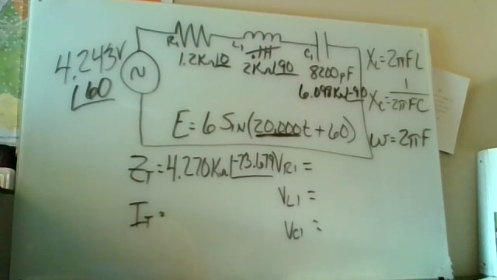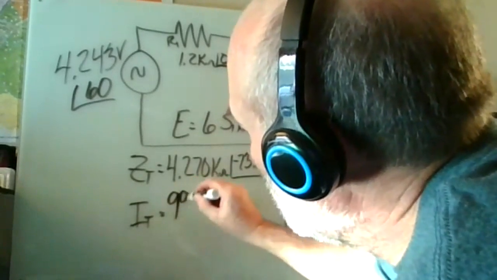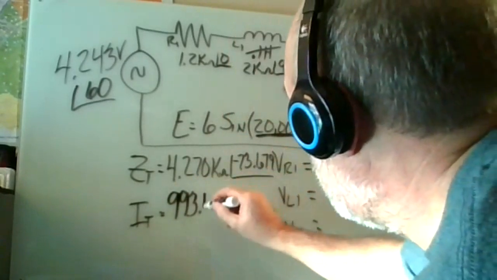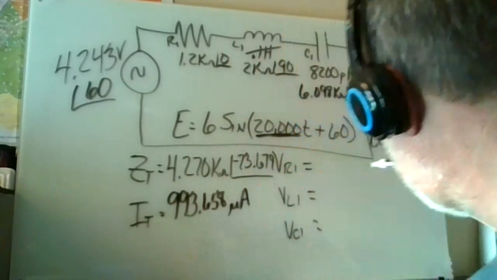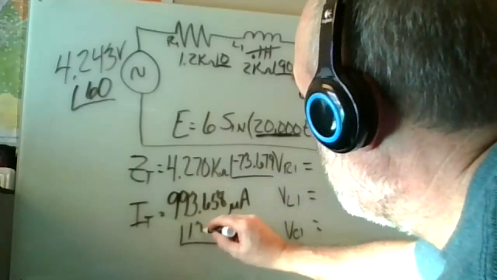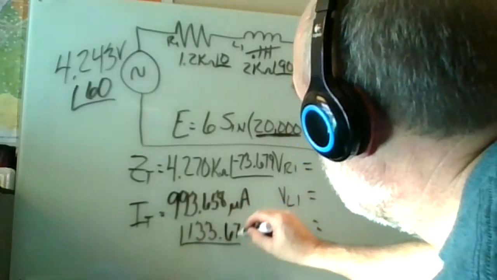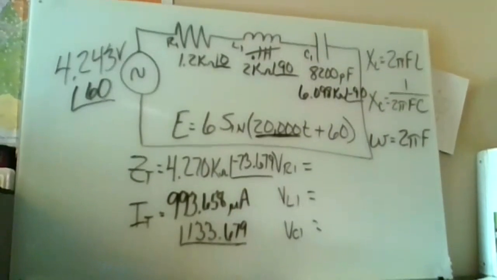So when you did I total, I got 993.658 microamps at an angle of 133.679. That's what I got. You should get something pretty close to that. If you put 0.993 milliamps, I'll take it.